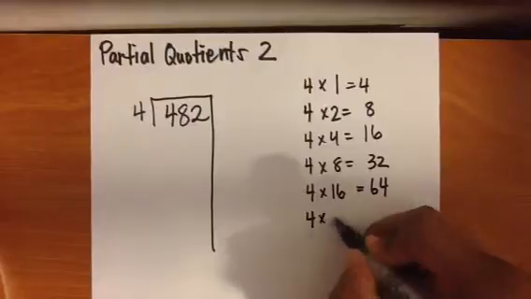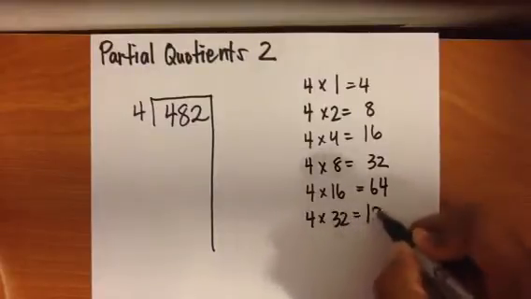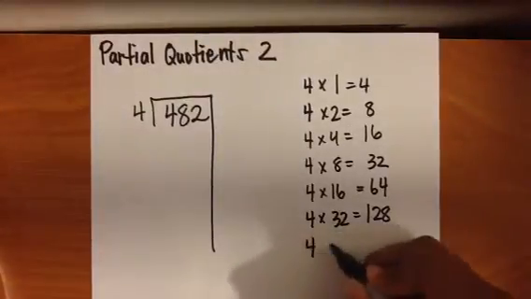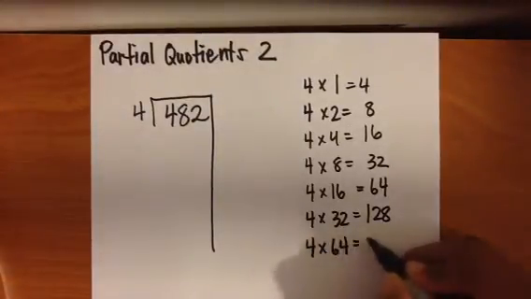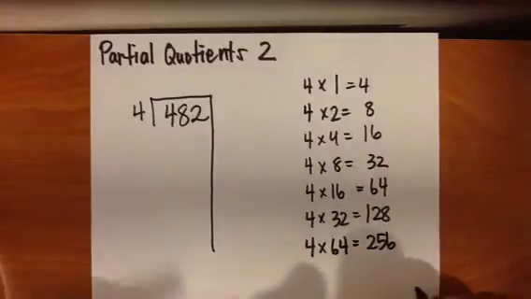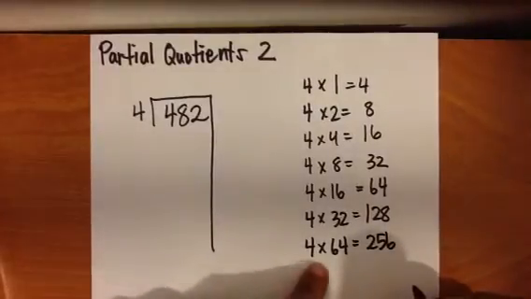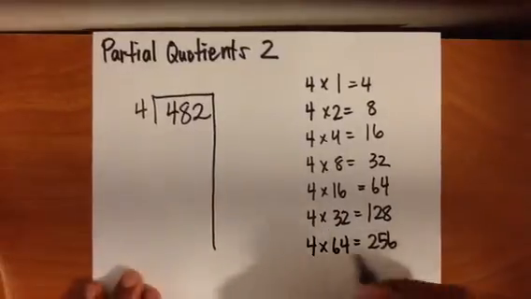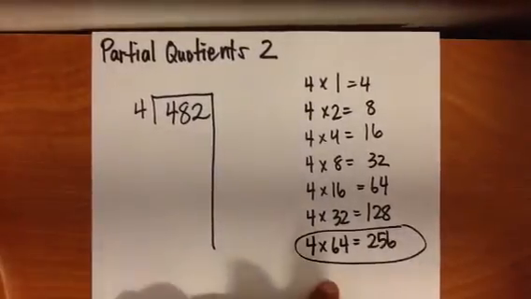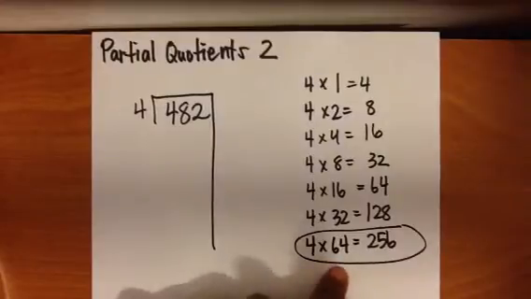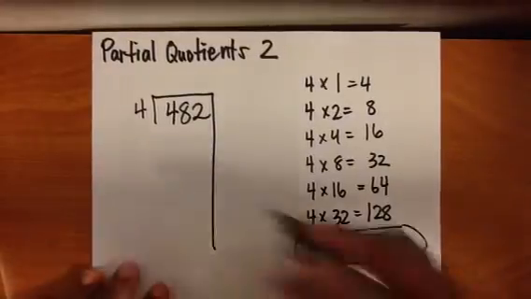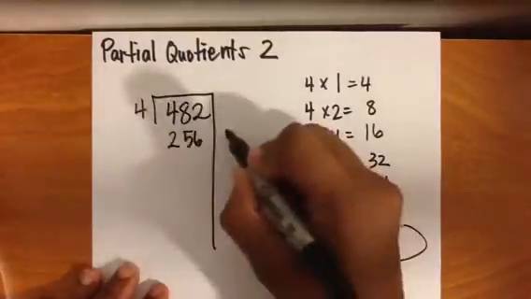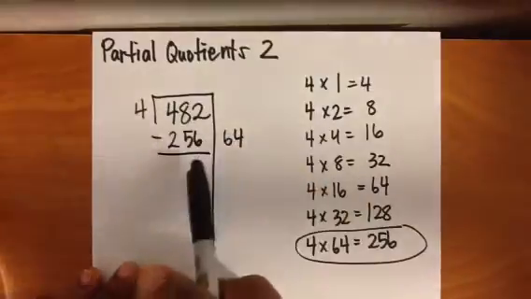Let's double it. 4 times 32 is 128. Not close to 482 yet, so I'm going to double it. 4 times 64 gives me 256. Now I know if I double again, that'll be 4 times 128, which will give me 512, which is going to be too much. So I'll stop here. So the largest fact that I can use right now is 4 times 64 gives me 256. So I write the 256 here, and I know that 4 times 64 gives me that 256.